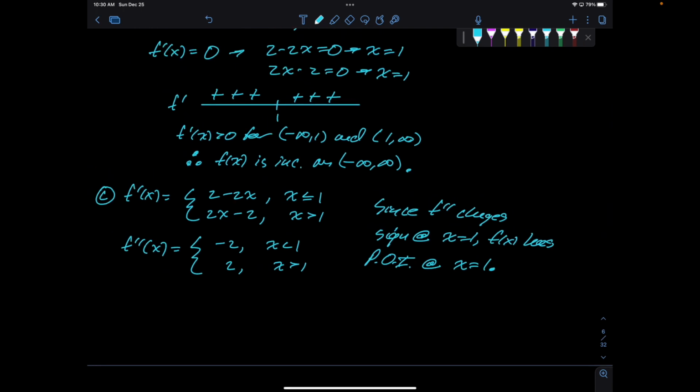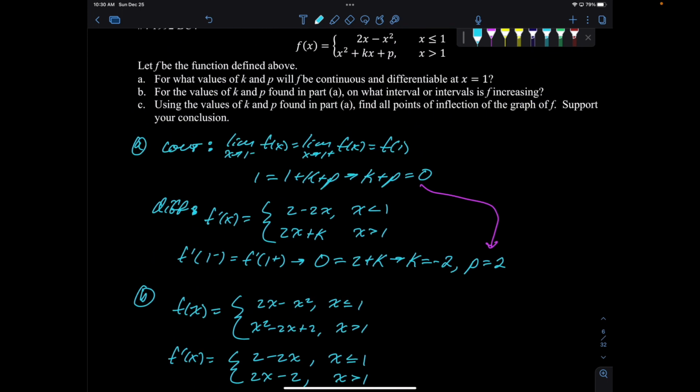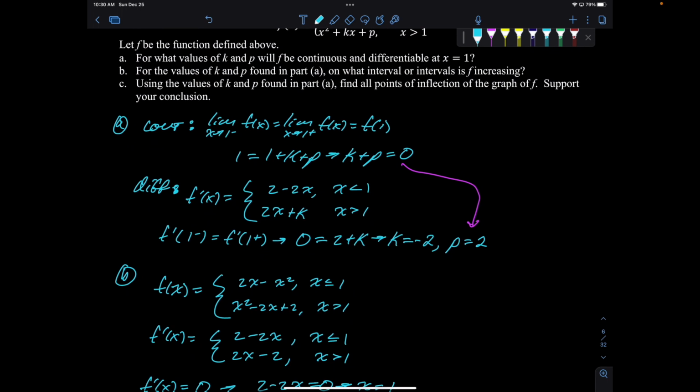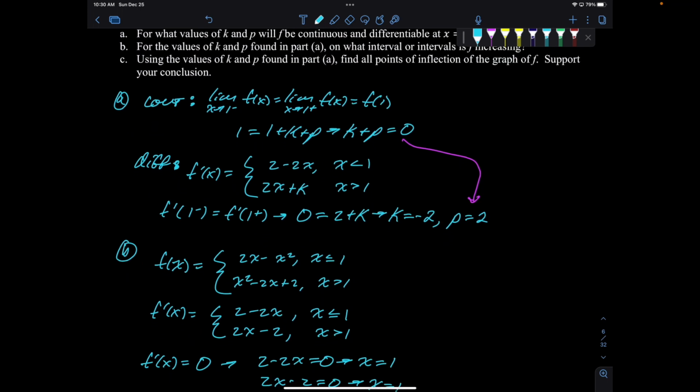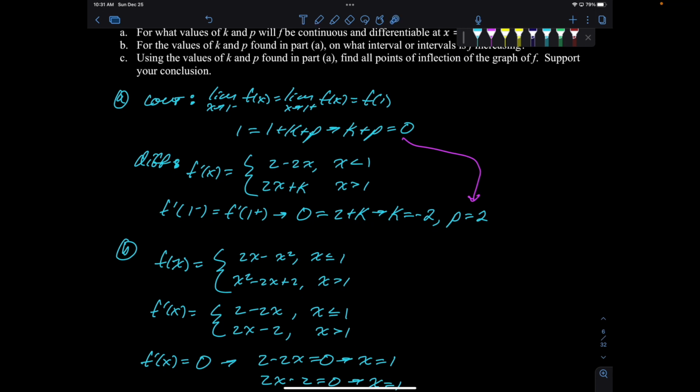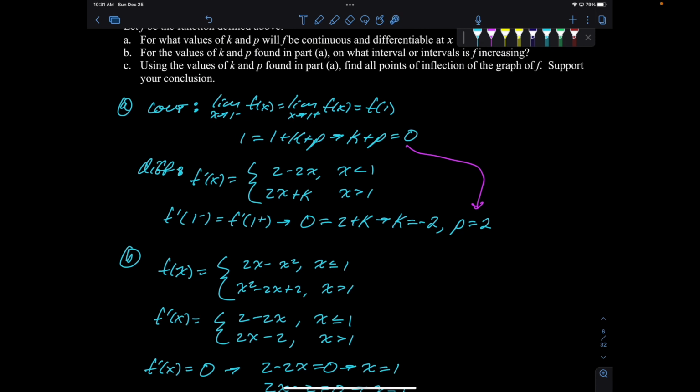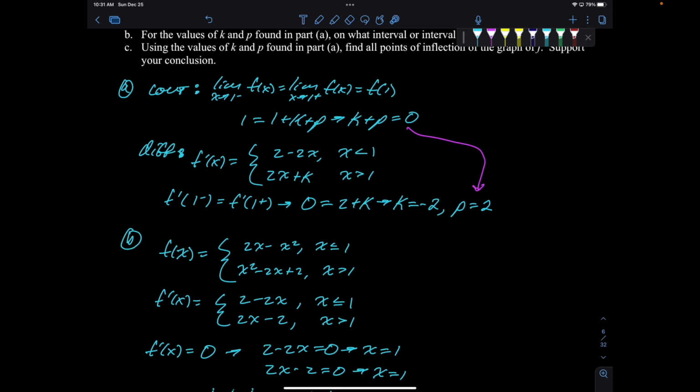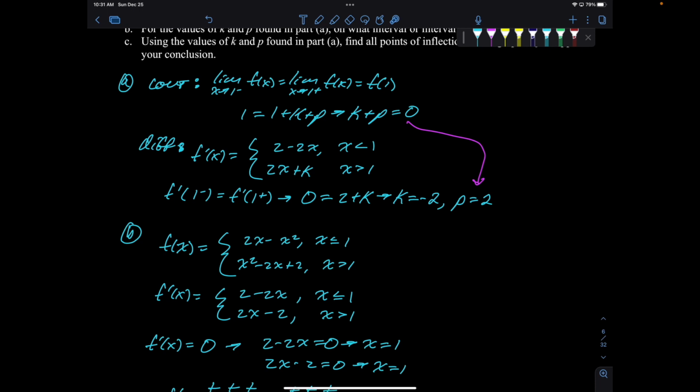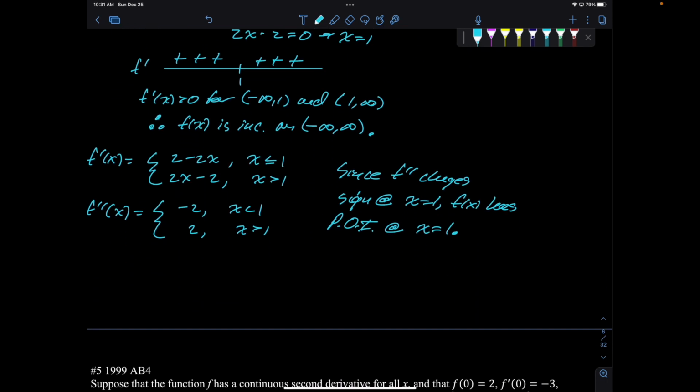Now, let me read the question again and make sure it wasn't find the point. Find all points of inflection. It says points of inflection, so we have to plug it in, I guess. So what's f of x? f of x is this. If we plug in 1, we get 2 minus 1, which is 1. You should be able to plug it into either of them. You get 1 minus 2 is negative 1 plus 2 is 1. So the point of inflection is (1, 1).